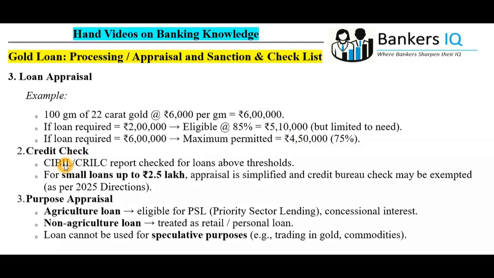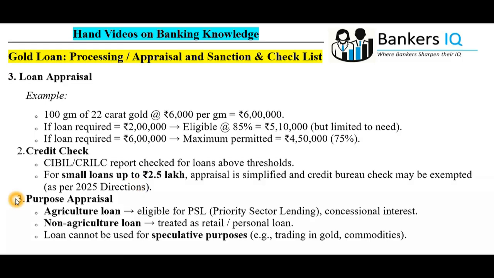Credit check. CIBIL and CRILC reports must be checked for loans above thresholds. For small loans up to 2 lakh 50,000, appraisal is simplified and the credit bureau check may be exempted. This is as per 2025 RBI directions.